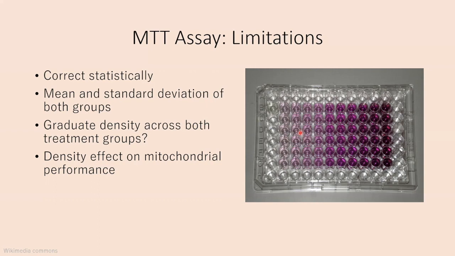And for this reason, I recommend against relying on MTT assays in general, but in particular, if you have something that will modify mitochondrial performance. Because if you have an intervention that damages the mitochondria and inhibits their reduction capacity, and by extension, the total reduction capacity of the cell, that's going to show up on the MTT assay, even if the amount of cells doesn't change.